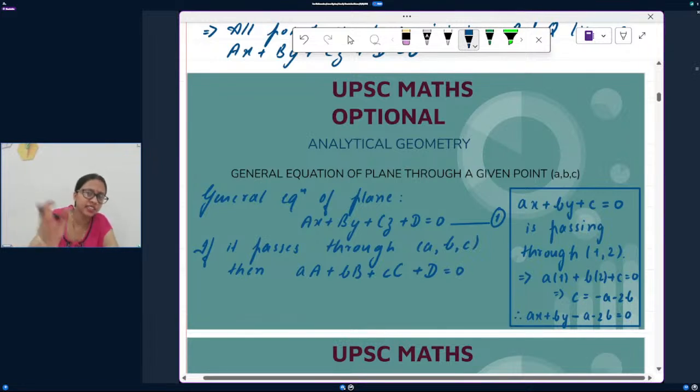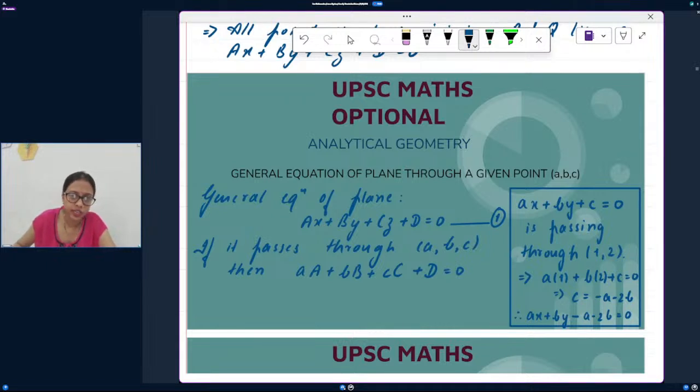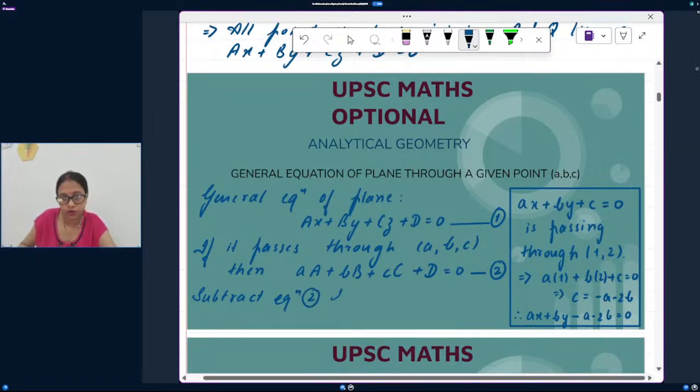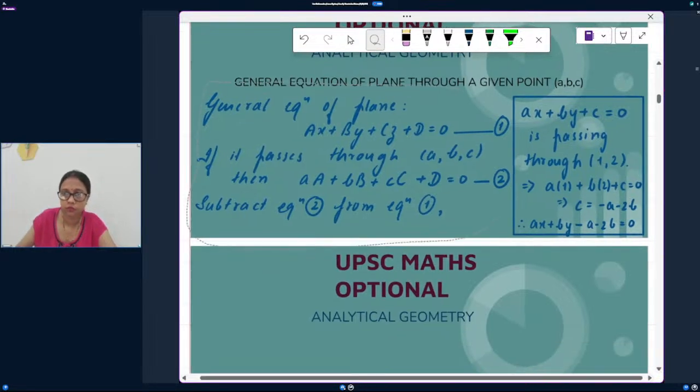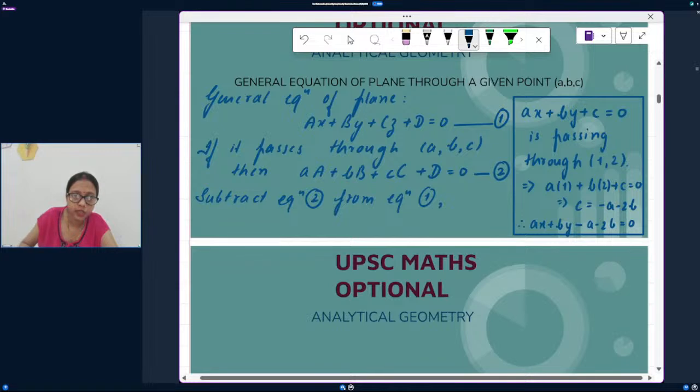Or instead of finding d and substituting, I'll tell you one more trick to eliminate that d. Subtract equation 2 from equation 1. That will also eliminate d. So what I'll get? Capital A is common here. I'll get x minus a, plus capital B is common, y minus b, plus capital C is common, z minus c is equals to 0.